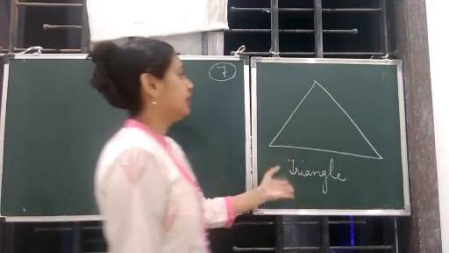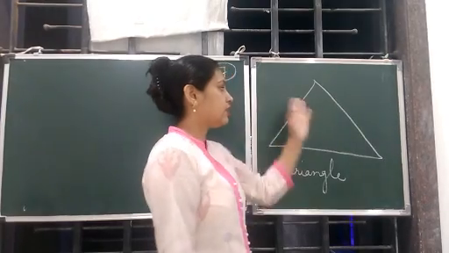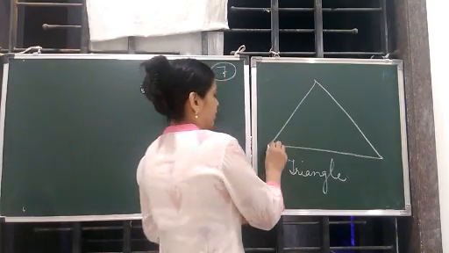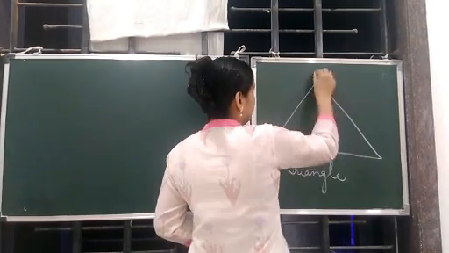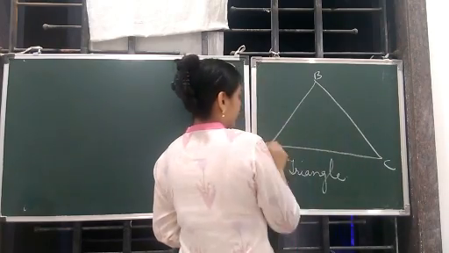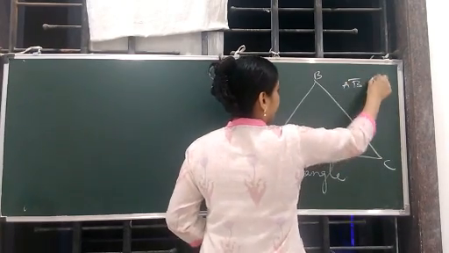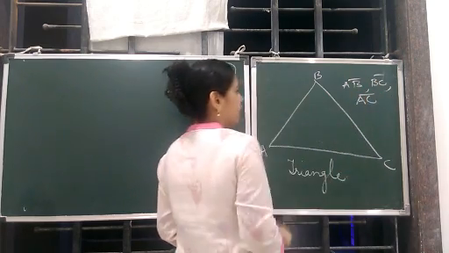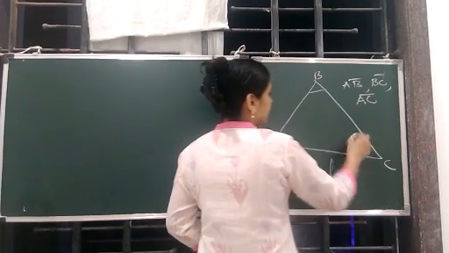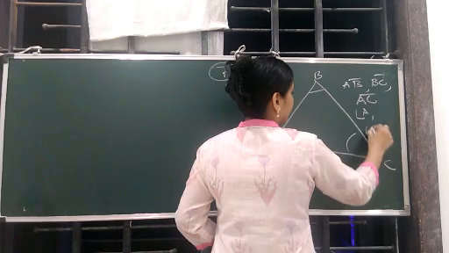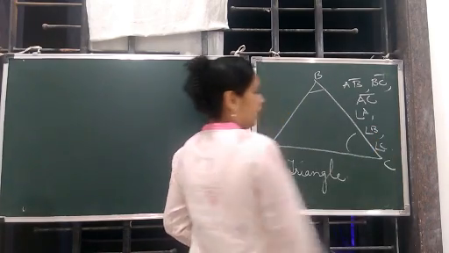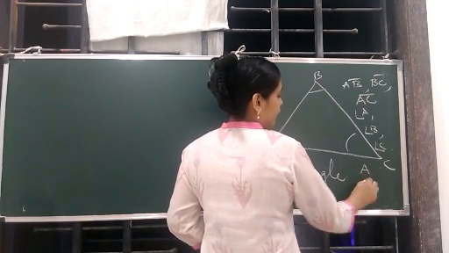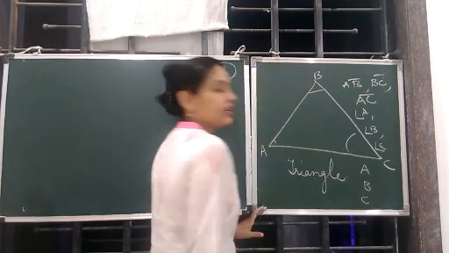What are the properties? It has 3 sides, it has 3 angles, it has 3 vertices. So if we talk about this triangle ABC, what are its sides? AB, BC and AC or CA, anything. What are the angles? These are the angles. Angle A, angle B, angle C. And if I talk about the vertex, how many vertices does it have? 3. Vertex A, vertex B, vertex C.